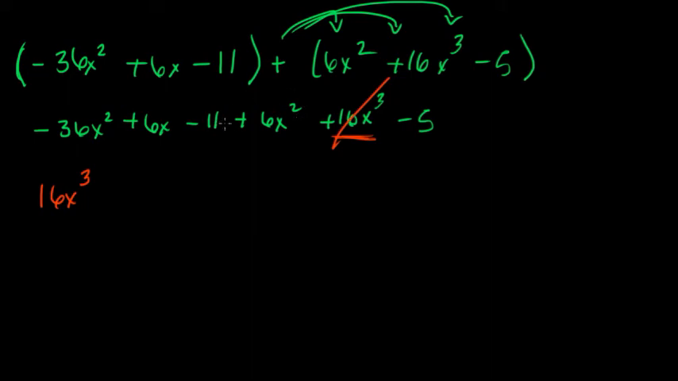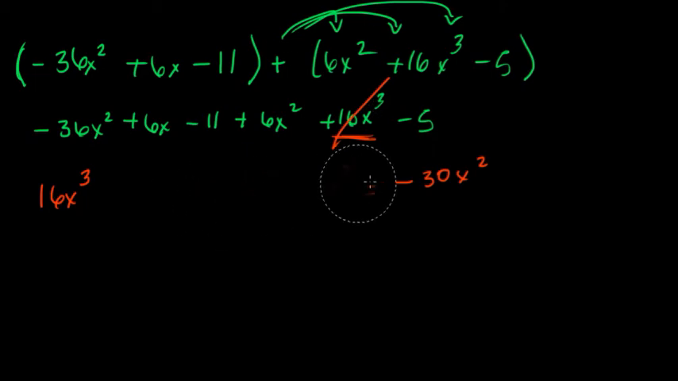Now, let's go down to our second degree powers. Let's see. We have minus 36x squared, and we have a plus 6x squared. Okay, well, let's go ahead and see what we can do with this. Minus 36x squared plus 6x squared. These are different signs, meaning we're going to subtract. So we have minus 36 plus 6, and we should get a what? A minus 30, because of course you know it takes the sign of the number with the largest absolute value. So this is minus 30x squared.